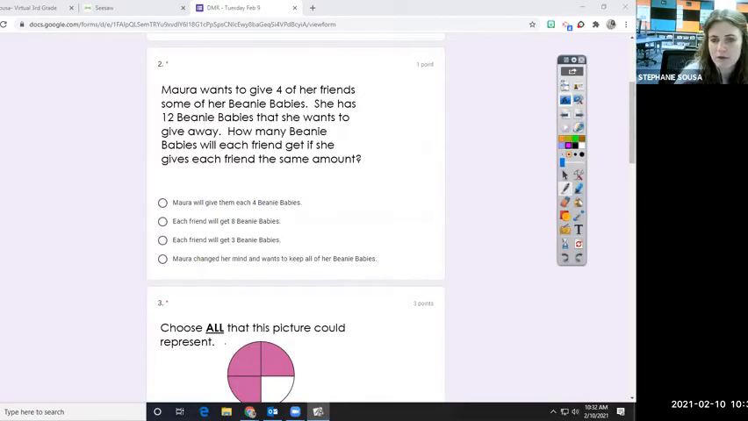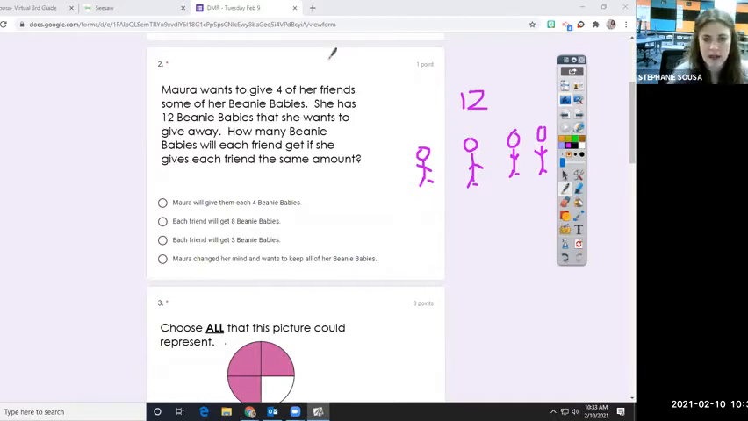Remember, as Steve pointed out for us yesterday, word problems means we need words in our answers, and if we have a complete sentence in our questions, we should have a complete sentence answer, okay? Mara wants to give 4 of her friends some Beanie Babies. She has 12 Beanie Babies that she wants to give away. So we've got 12 Beanie Babies. She's got 4 friends. Friend 1, friend 2, friend 3, friend 4, and we'll give each friend some arms, I guess. There we go.